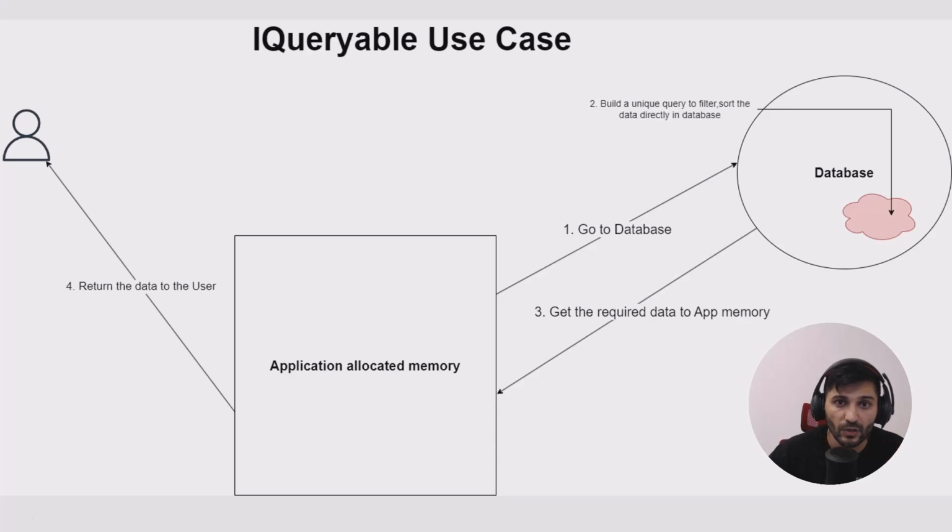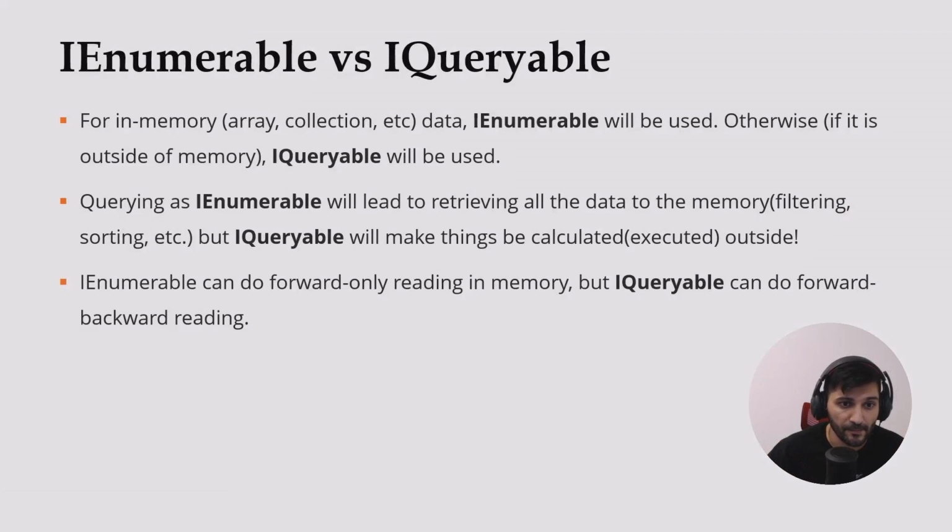This is the IQueryable use case. In this case, we have the same flow. We are sending the request to the database. But if we are using IQueryable, the sorting, filtering, and all the stuff related to the query itself will be done in the database. So you will retrieve already filtered, sorted, and condition-applied data from the database. Then there is nothing more to do with this data. You can do a projection and send the data to the user.